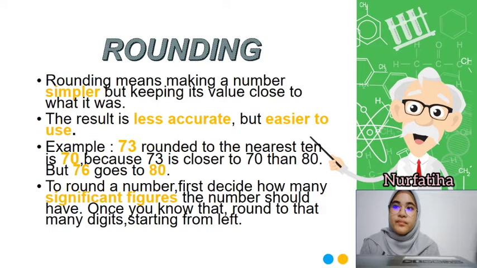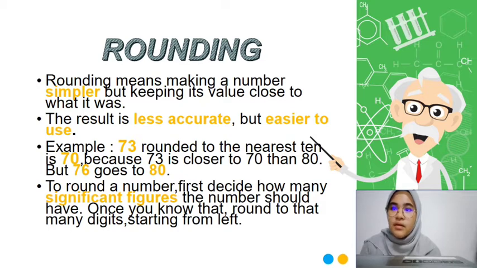And now, I'll continue about rounding. Firstly, rounding is making a number simpler by keeping its value close to what it was. The result is less accurate, but still easier to use. For example, we have 73. When we round it to the nearest 10, it becomes 70, because 73 is closer to 70 than 80, but 76 goes to 80.